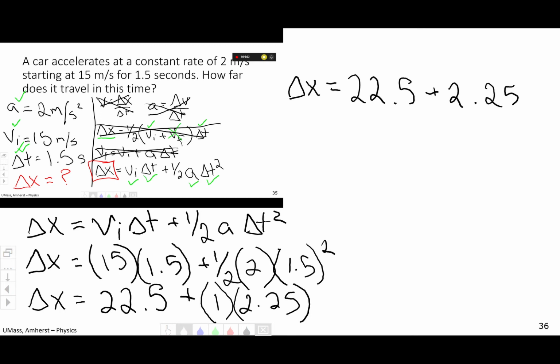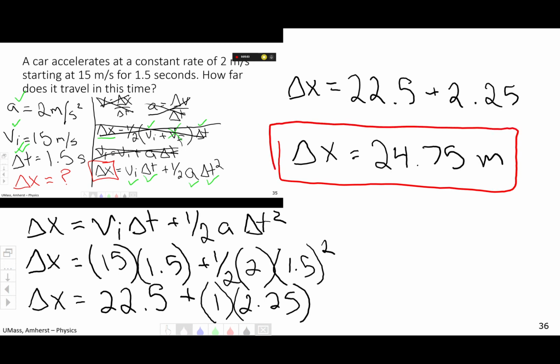And then we add those together. We end up with a delta x of 24.75 meters. Have we answered the question? Yes, we have. All right, very good.